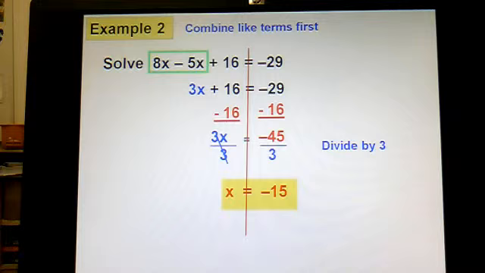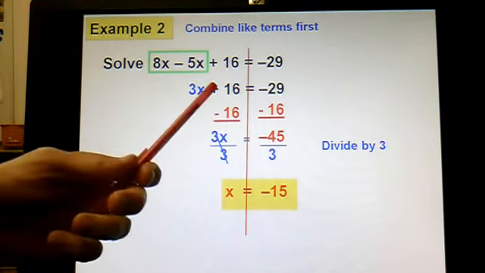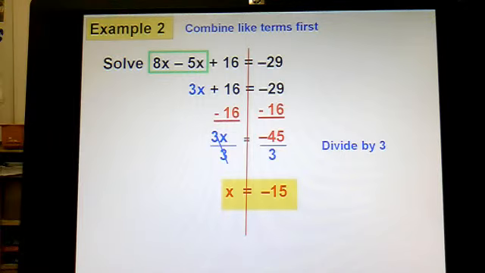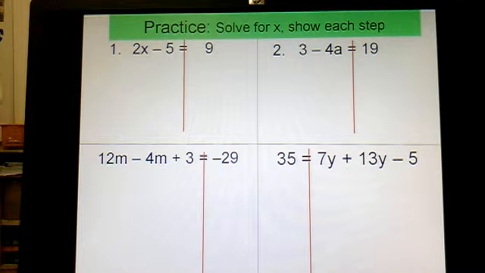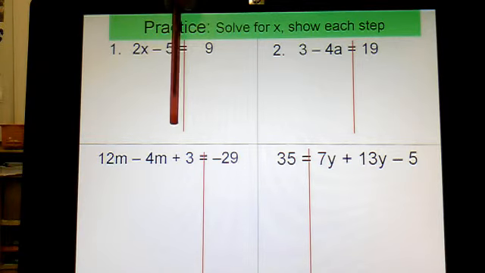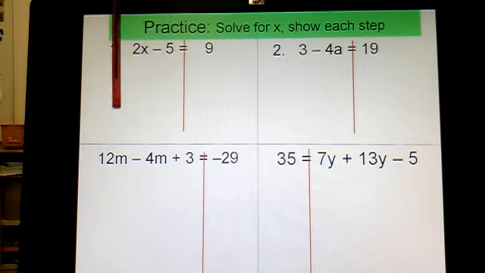So the whole idea of solving an equation is doing opposites of what you see. The opposite of adding 16, the opposite of multiplying by 3, to get the variable isolated. Like I said, you don't have to draw that line in here, but I'm doing that just so you understand that the middle of the problem is over here. Whatever you do on the left side, you have to do on the right side to keep an equation balanced, the concept of balance and equality.